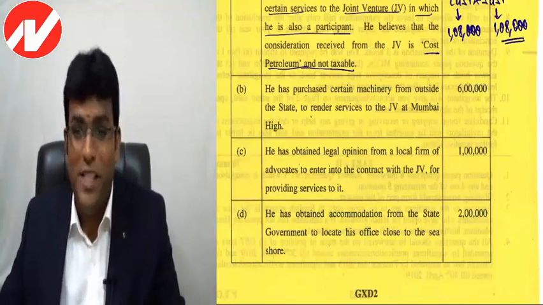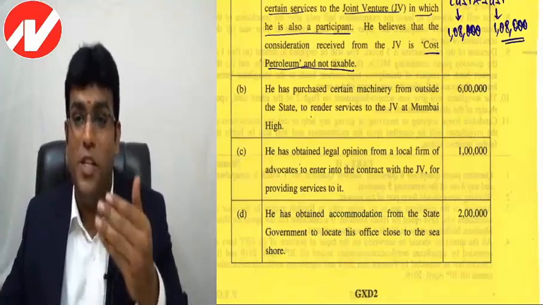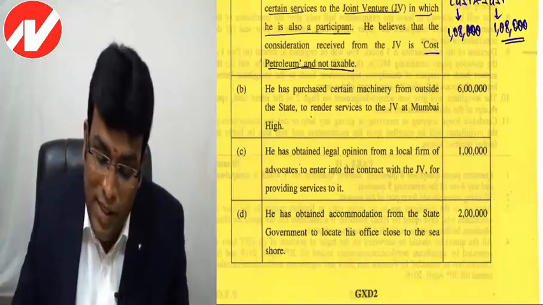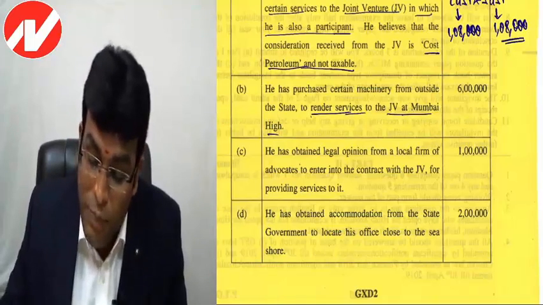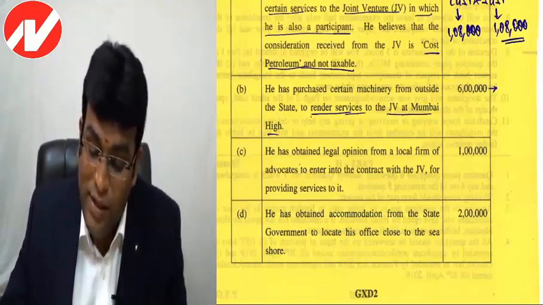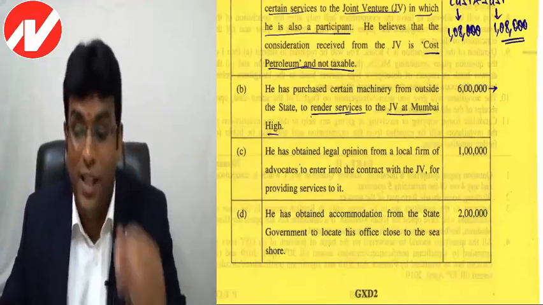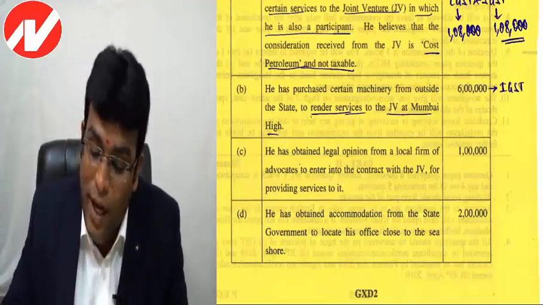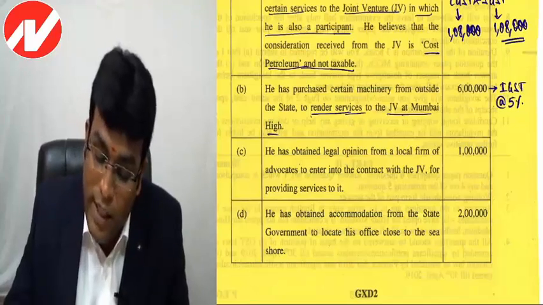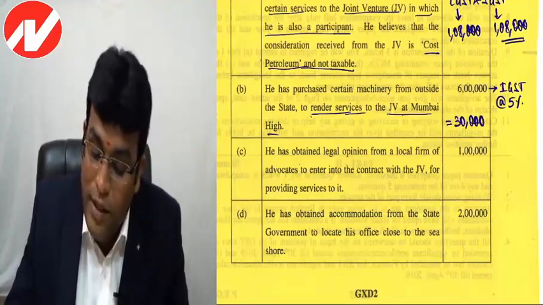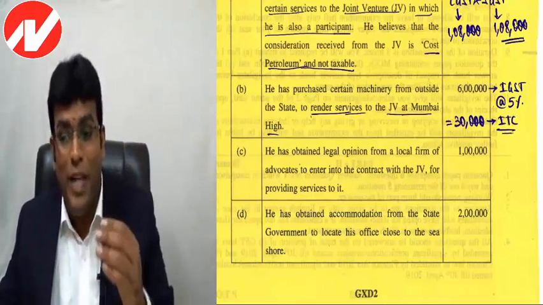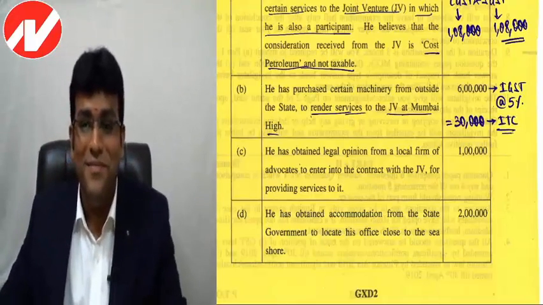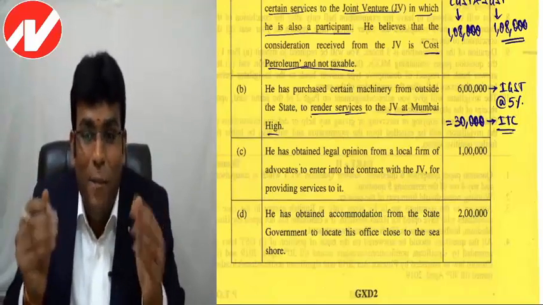So friends, what he has done, my dear friends? He has purchased a machine from outside the state to render service to joint venture at Mumbai High. Very good. So on this, my dear friends, what is the GST? Outside the state, right? So IGST will be 5%. On 6 lakhs, 5% comes to 30,000. And this 30,000, we will claim it as input tax credit. Correct or not? Because that is an inward purchase.